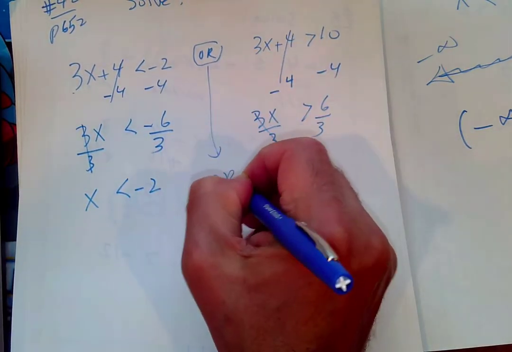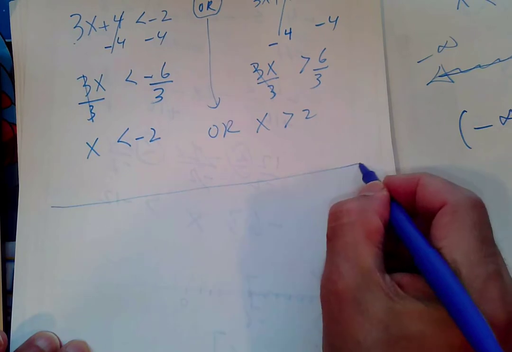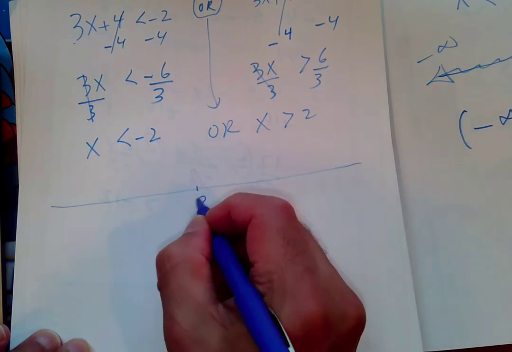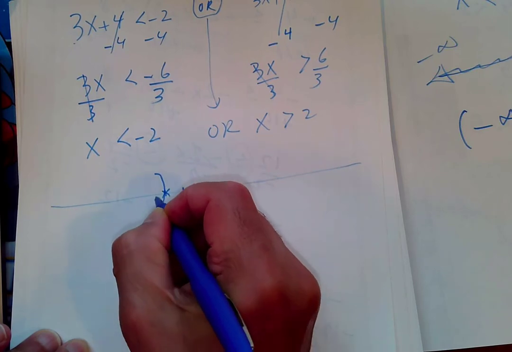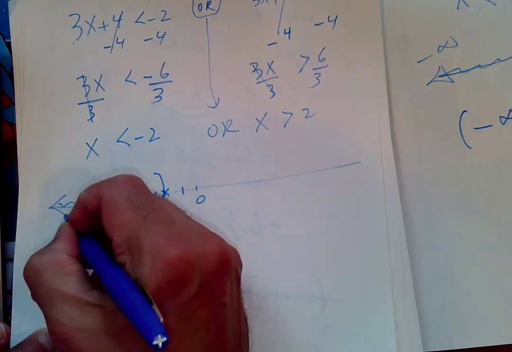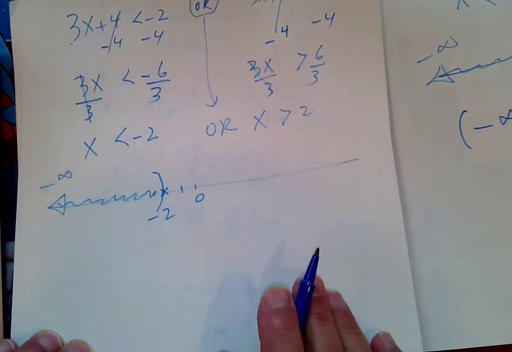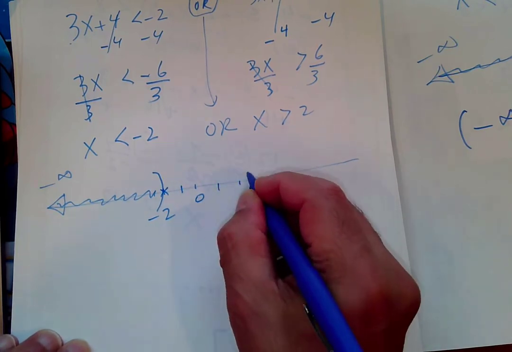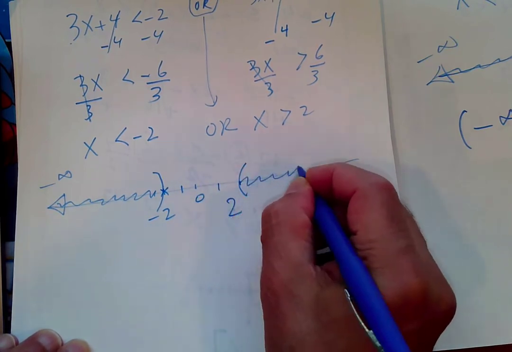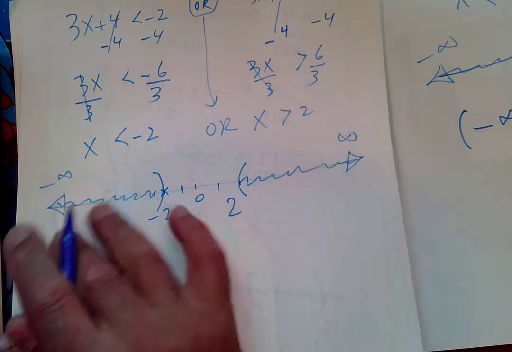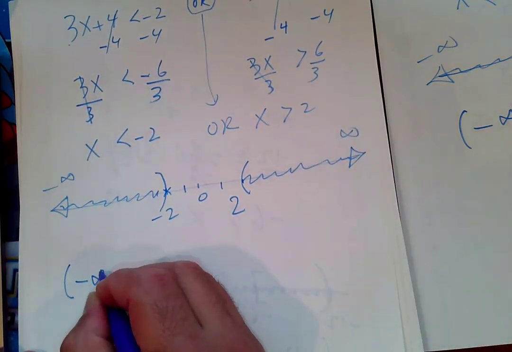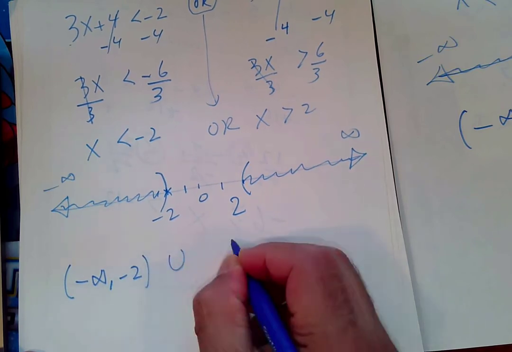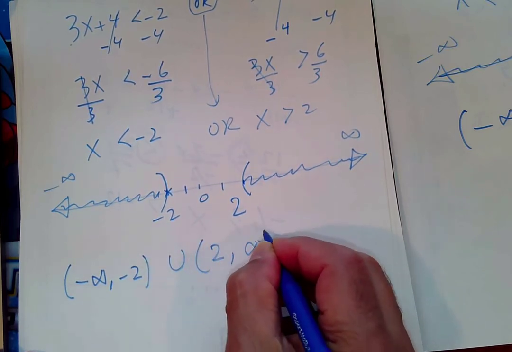And it's an OR. So to graph this, x is less than -2, so we start at -2, not including it, and shade everything to the left of -2 all the way to negative infinity. And then greater than 2, start at 2 all the way to the right. This is your solution set using interval notation: negative infinity to -2, or 2 to infinity.